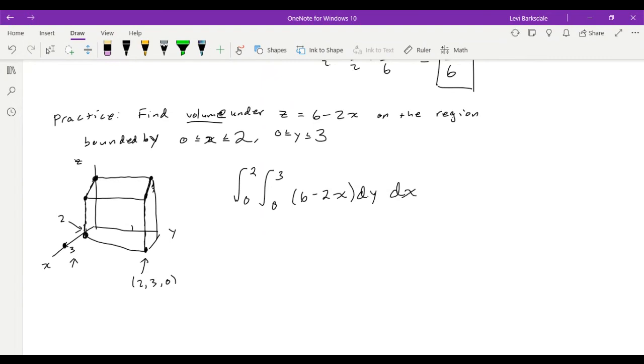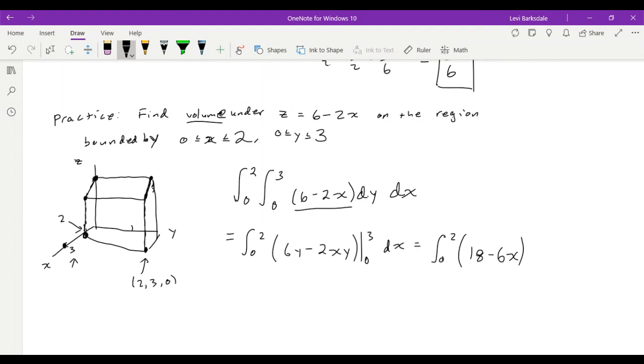And I just put my function in terms of z as the function that I'm actually integrating. And that would be 6y minus 2xy from 0 to 3, which gives the integral from 0 to 2 of 18 minus 6x dx, which equals 18x minus 3x squared, from 0 to 2, and that gives 36 minus 3 times 4 is 12, gives 24 as our answer.